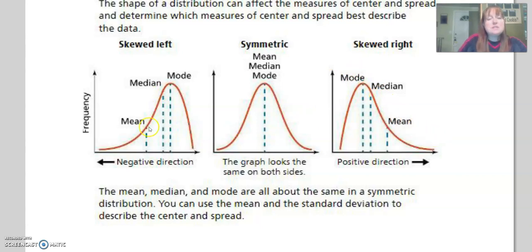I want you to notice that the mean gets pulled way further over than the median does, because the mean is much more affected by a skew than a median is. So anytime we have skewed data, our mean is going to be pulled way over toward wherever that skewed data is, which may affect whether or not we can use the mean as a good indication of center.